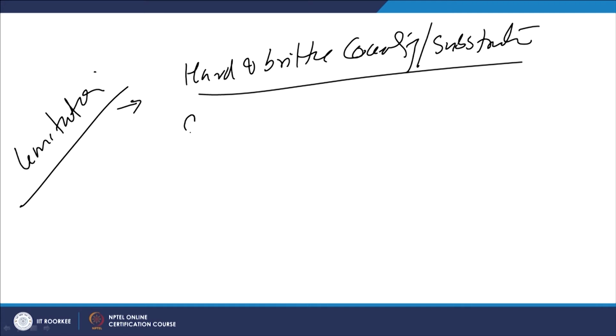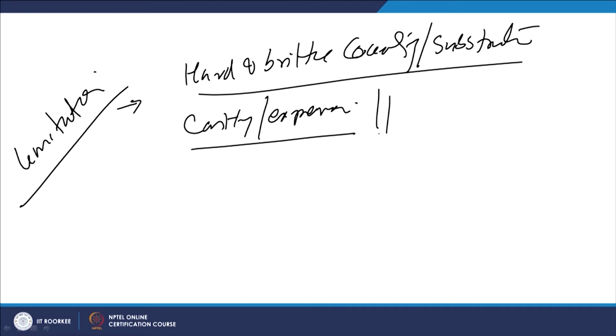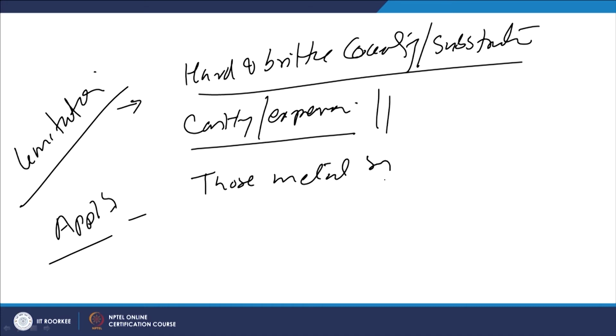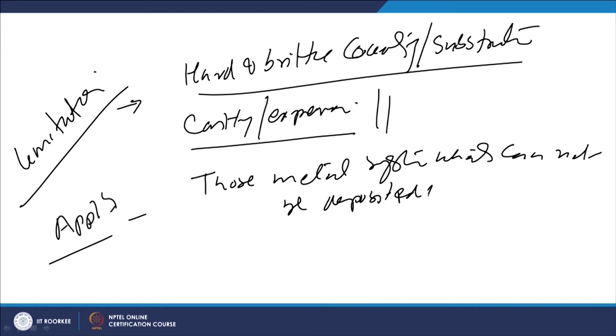At the same time, the process is a bit costly and expensive, because the high pressure gas consumption associated with this process is very high, and that is why the application of this process is limited to those metal systems which cannot be deposited using conventional thermal spray processes like the detonation gun or HVOF or the plasma arc spray process.